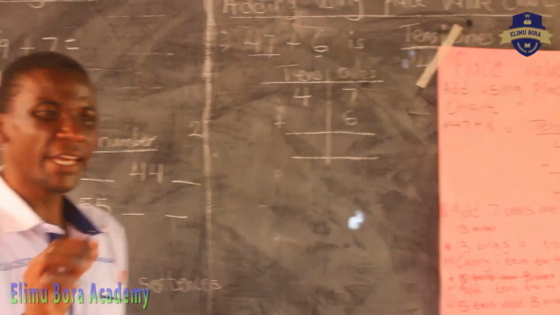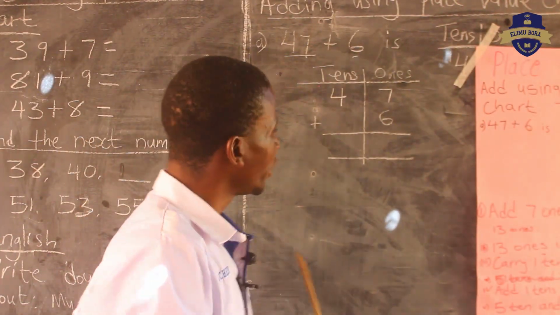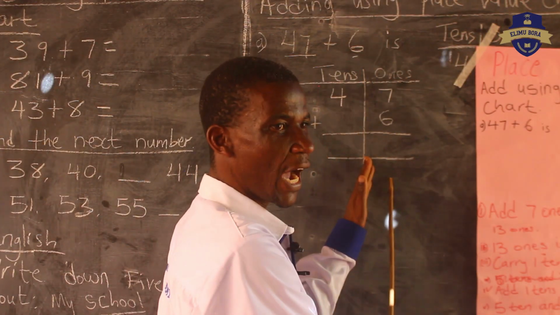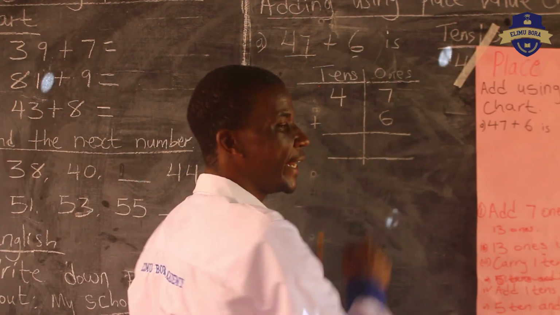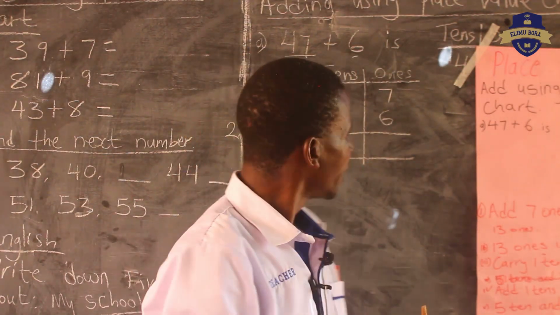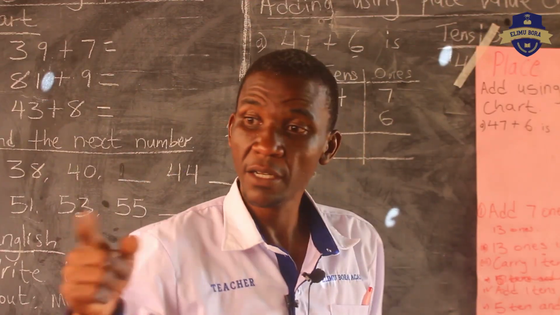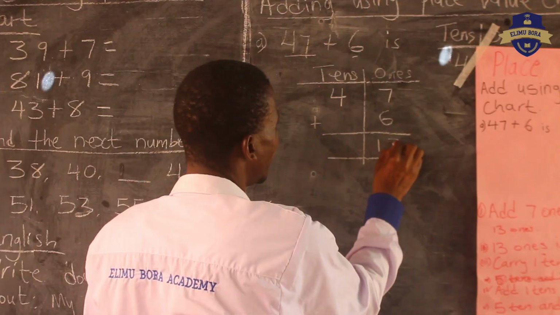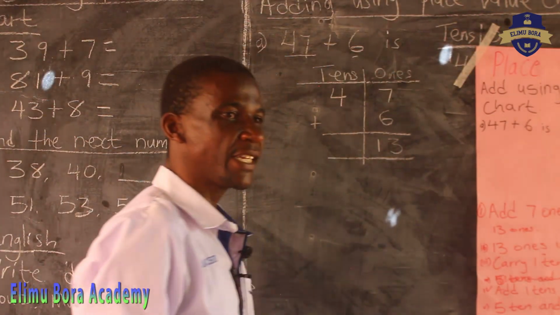Now, after making your place value chart like that, you start by adding the ones. You add the ones. We have 7 ones and 6 ones. 7 ones plus 6 ones. What do you get? We get 13 ones.